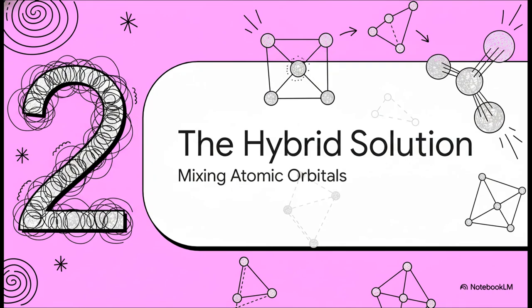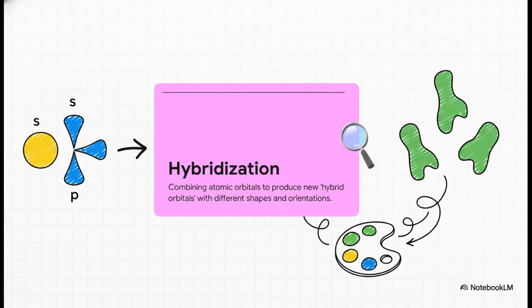And that brings us to the hero of our story, hybridization. This is the absolutely elegant idea that solves our molecular mystery and gives us an incredibly powerful tool for predicting the shapes of all sorts of molecules. So what even is hybridization? Think of it like mixing paint. You take a spherical yellow s orbital and a few dumbbell-shaped blue p orbitals, and you throw them in a mathematical blender. What comes out isn't yellow or blue anymore. What you get is a brand new set of identical green hybrid orbitals.